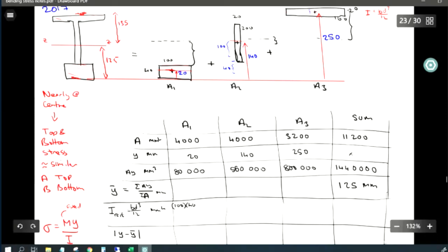The depth is 40. And that works out as 53333. Okay.